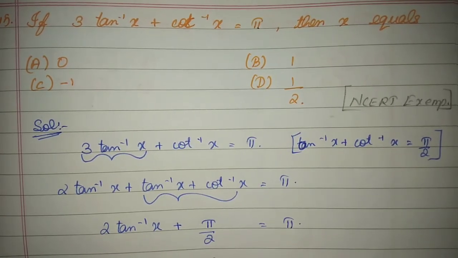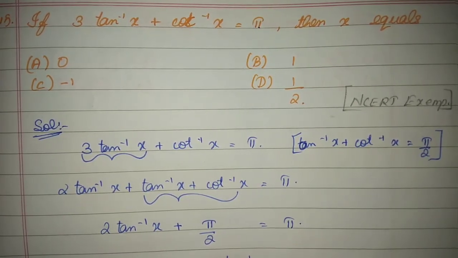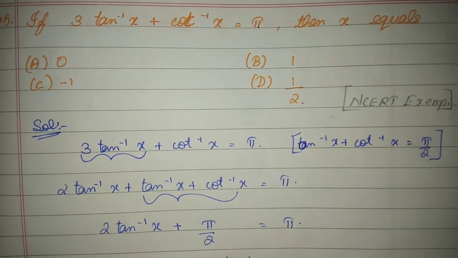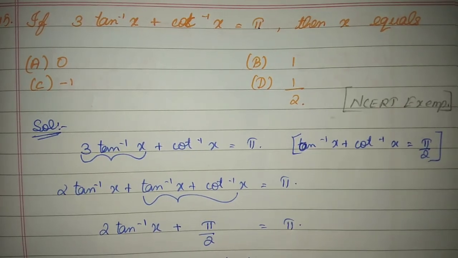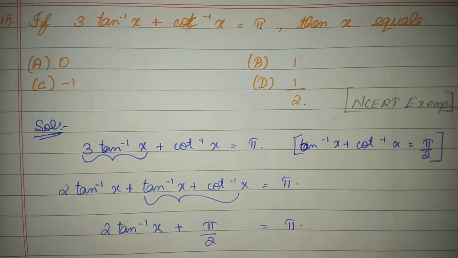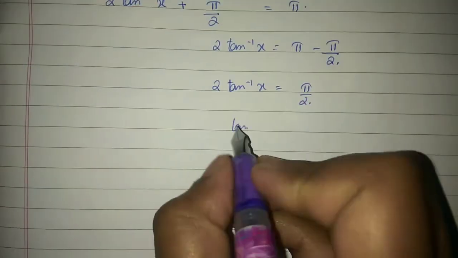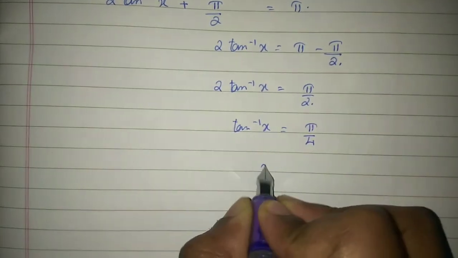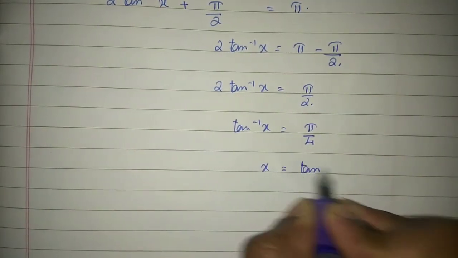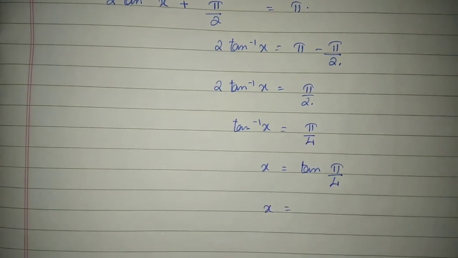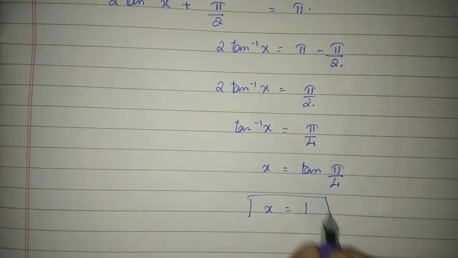So I know the formula tan inverse x plus cot inverse x as pi by 2. So 2 tan inverse x plus pi by 2 is equal to pi. Okay, so 2 tan inverse x is equal to pi minus pi by 2. So I will have 2 tan inverse x is equal to pi by 2. Tan inverse x is equal to pi by 4. X is equal to tan pi by 4. So x is equal to what? Tan pi by 4 is 1. So x is equal to 1.